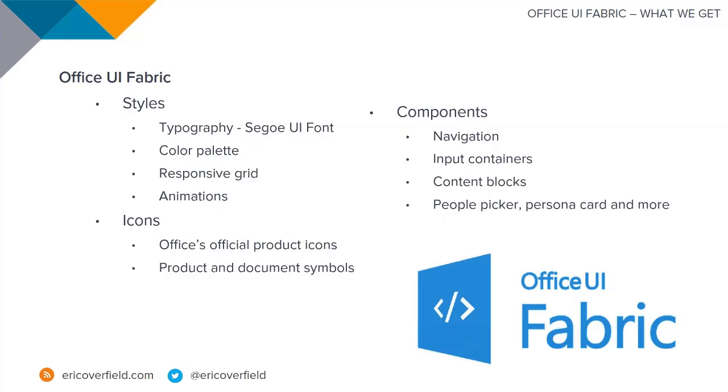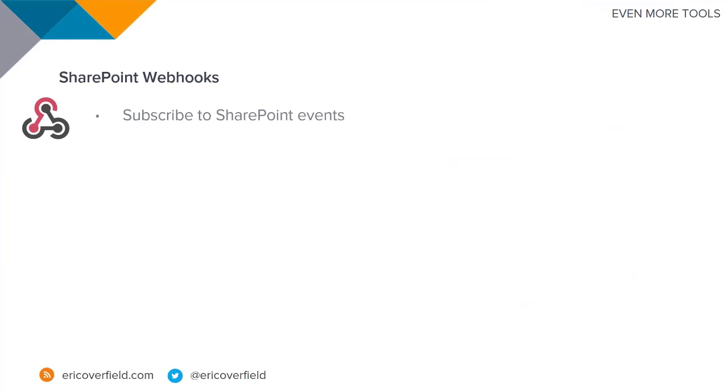If you want to have things like navigation or content blocks or people pickers or persona cards and more, all of that is already in UI Fabric. The documentation is pretty good. It's getting better, I think, and they provide you the installation instructions, the HTML structure you need, the classes you need to use, and the JavaScript you might need to quickly use the components, styles, and icons, etc. that Fabric provides. Great way to get started on the UI.